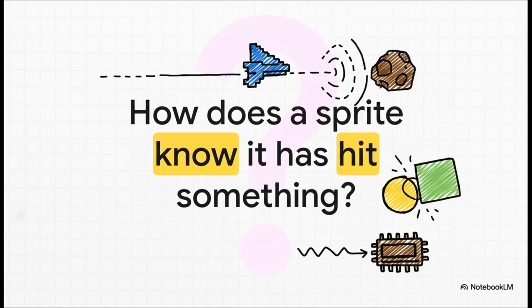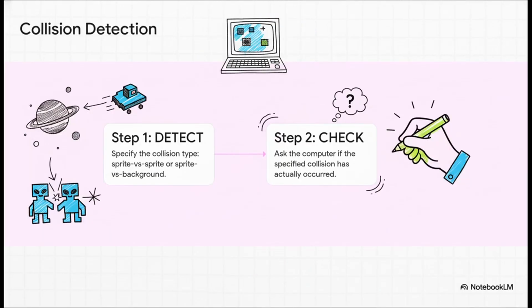We need a way for the computer to tell us instantly, the very moment that two objects on the screen have touched each other. And, once again, Simon's Basic makes this a really straightforward two-step process. First, you use the detect command. This kind of arms the system. You tell it what you're looking for. Are we checking if a sprite hit another sprite, or if a sprite hit the background? Then, once it's armed, you use the check function to ask the simple question, hey, did that collision just happen?